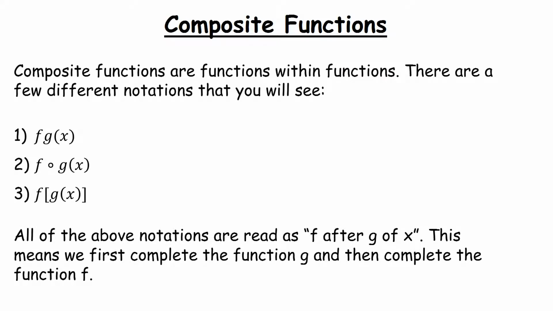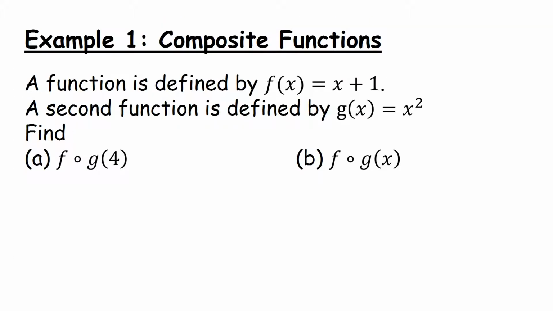Now all of these above are read as f after g of x. So what that's telling us is we first complete g of x and then we put this into our f function. So it should hopefully make a little bit more sense once you see this. So in this example here we've been given two functions. So the function f is defined by f of x is equal to x plus 1. There's a second function which is g of x, and that's defined as x squared.